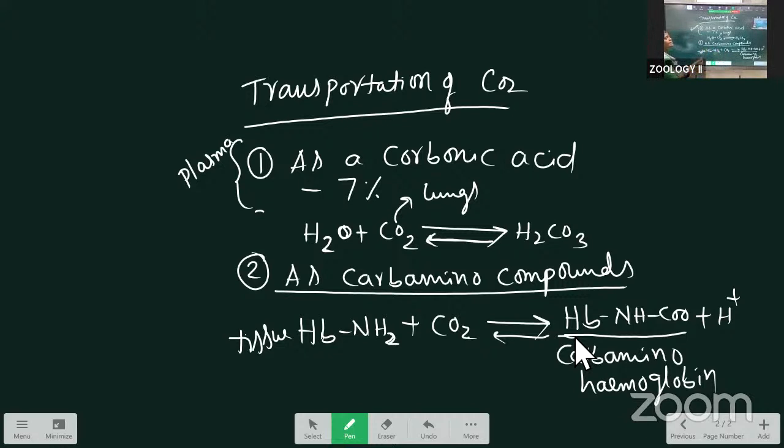Clear? Like this. How much? 20 to 25% of carbon dioxide is transported from the tissues to the lungs like this, as carbamino compounds. I will show the answer afterwards.